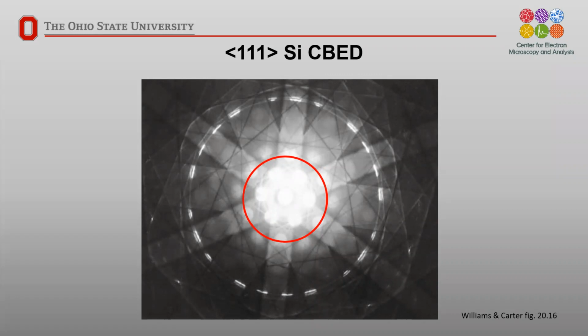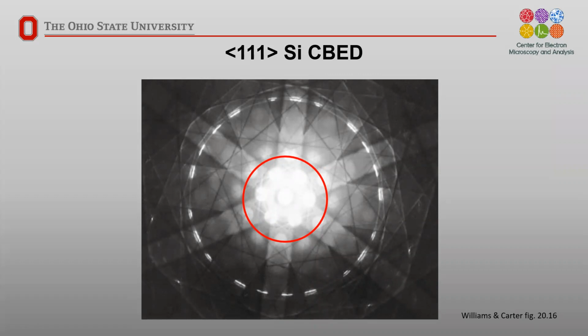So this actually, while it looks, in what we call the zero order Laue zone here in the center, while it looks like it's a hexagonal symmetry, it's actually only a threefold symmetry. So you can actually pull out information about the crystal structure from these outer rings that help illuminate what's going on in the center.